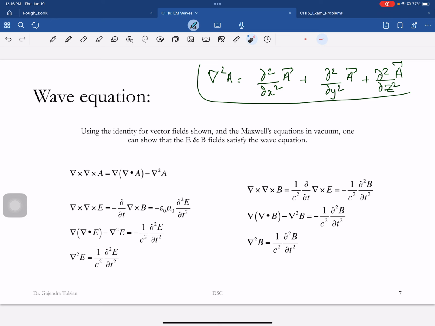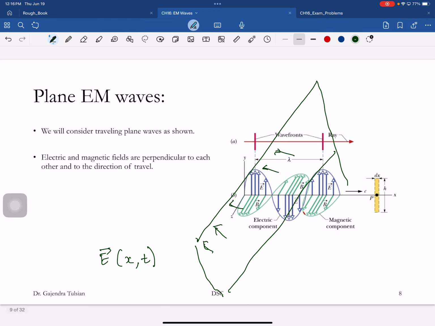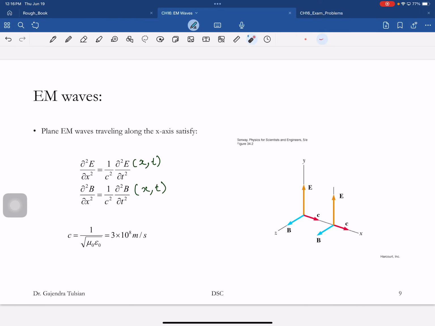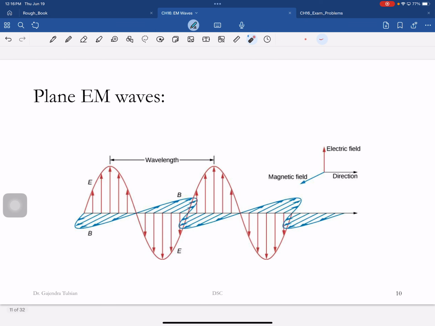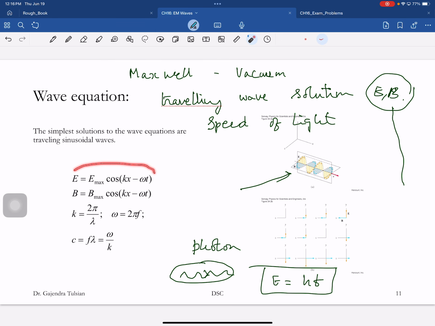So what is it that we're going to do? We're going to look at the simplest solutions to this equation. We're going to look at solutions that depend only on x and t. All right, and so we're going to look at solutions that only involve x and t, and so those wave equations reduce to that. And here are the solutions.